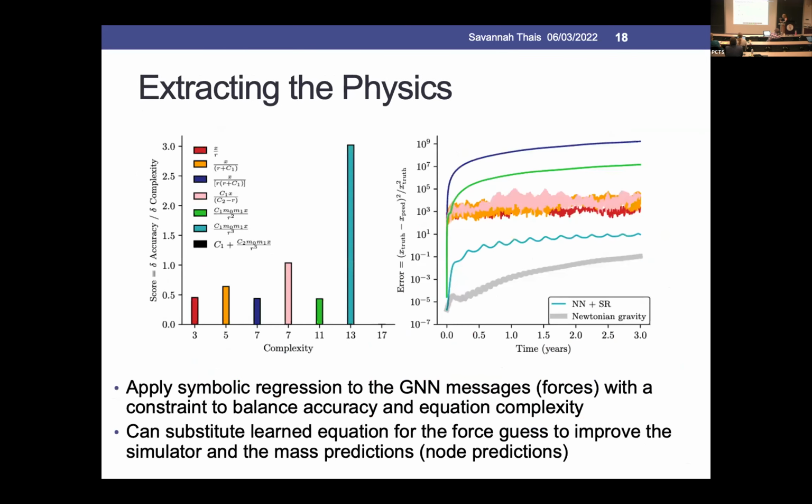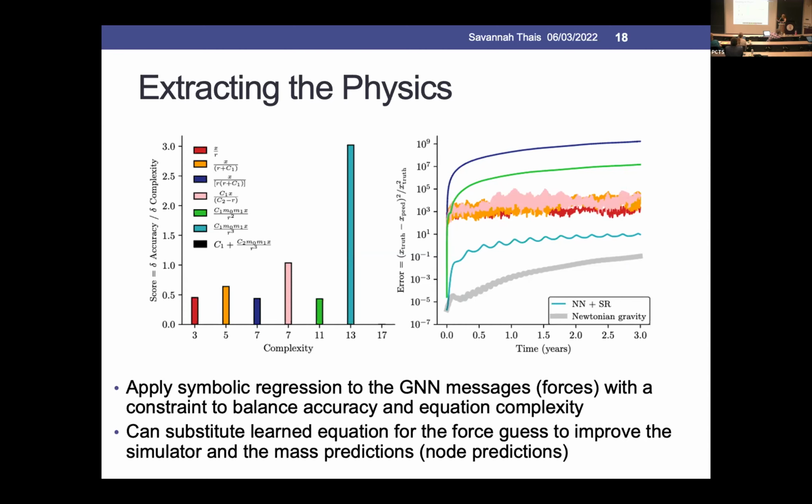But what is interesting from the interpretability side is you can then apply symbolic regression to the GNN messages, these predicted forces, with a constraint where they balance the trade-off between equation accuracy and equation complexity. And you get from the symbolic regression package this candidate list of equations. And we see that the highest scoring one is in fact the gravitational equation of motion for a two-body system. So it's very nice that in this simplified example we're able to get back the physics equation that we know is true.